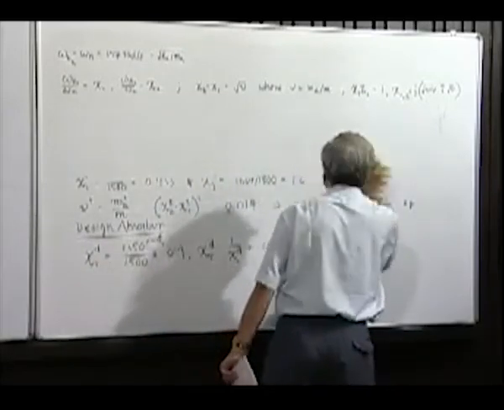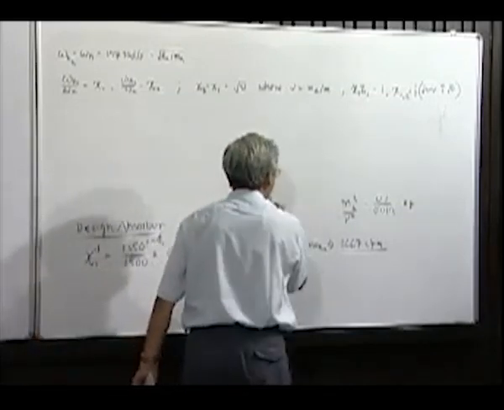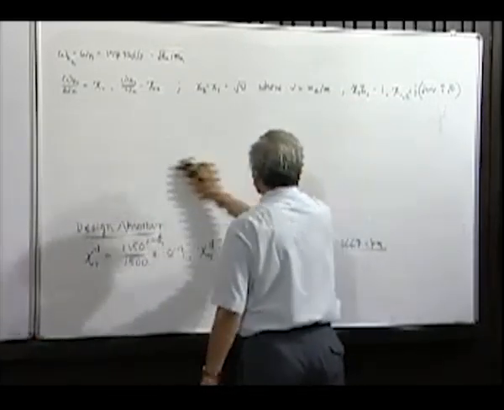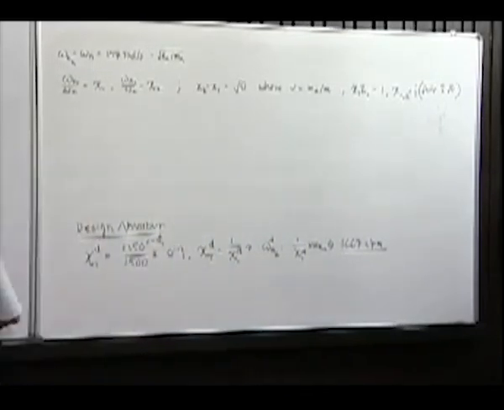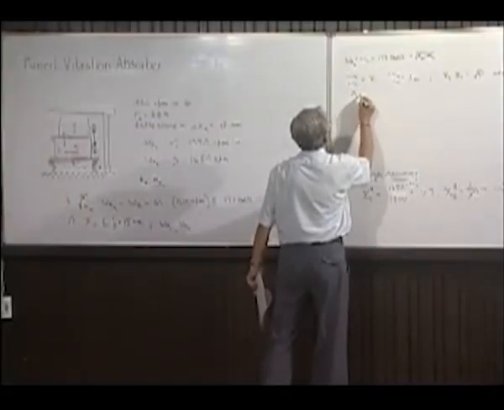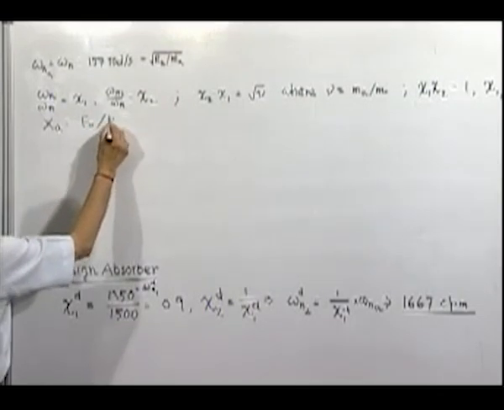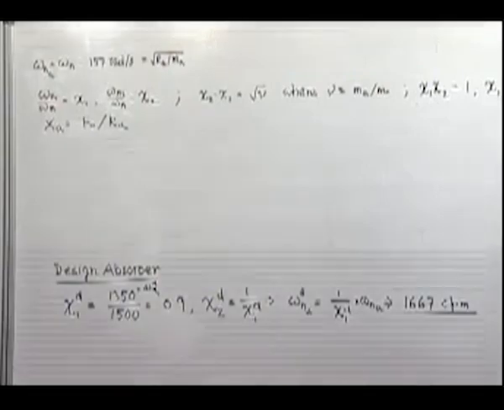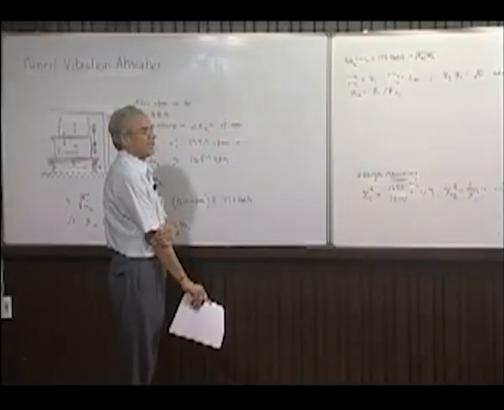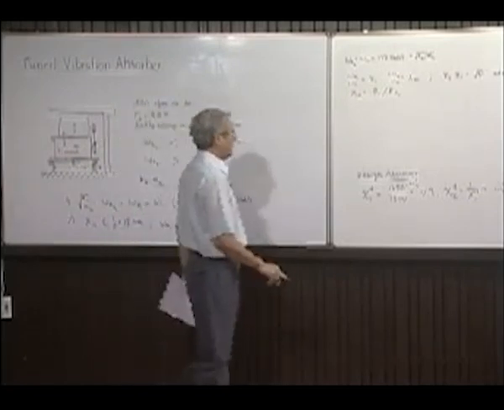Now, to find out the rattle space, we have to find out X A, and X A, the amplitude of the absorber mass, is simply F0 by K A, which we derived in the previous lecture. That is, X A is nothing but F0 by K A. F0 is given, so we have to find out K A. If we can find out K A, we can find out X A. Now, how to do that?